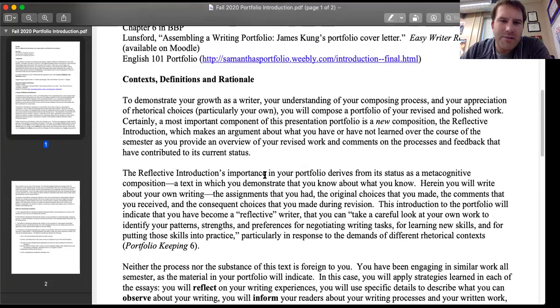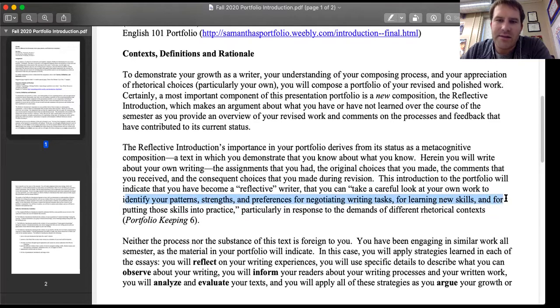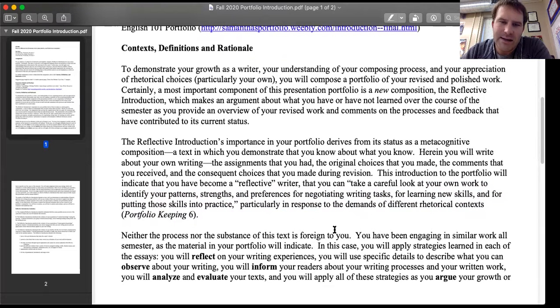The reflective introduction's importance in your portfolio derives from its status as a metacognitive composition, a text in which you will demonstrate that you know about what you know. Herein, you will write about your own writing, the assignment that you had, the original choices that you made, the comments that you received, and the consequent choices that you made during the revision. This introduction to the portfolio will indicate that you have become a reflective writer, that you can take a careful look at your own work to identify your patterns, strengths, and preferences for negotiating writing tasks, for learning new skills, and for putting those skills into practice, particularly in response to the demands of different rhetorical contexts.